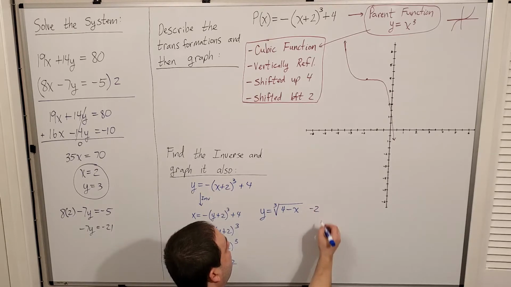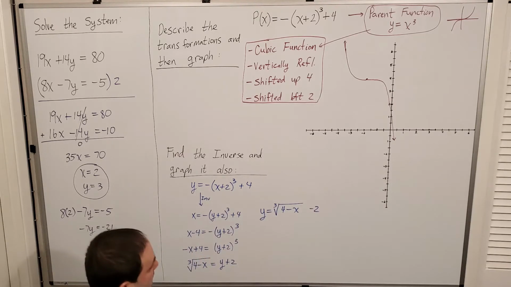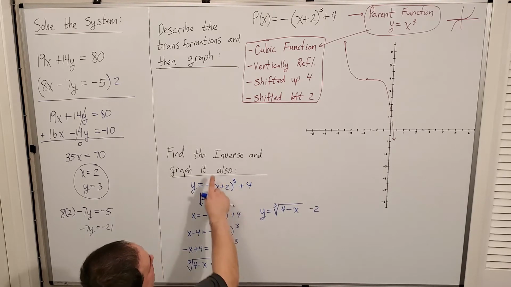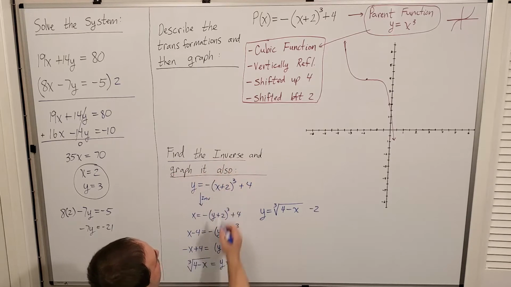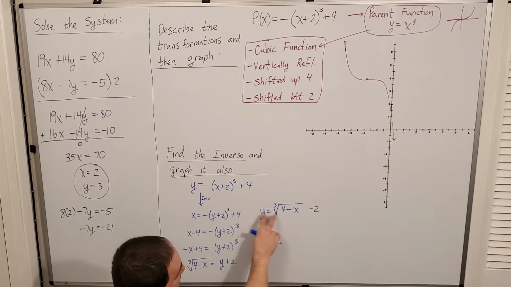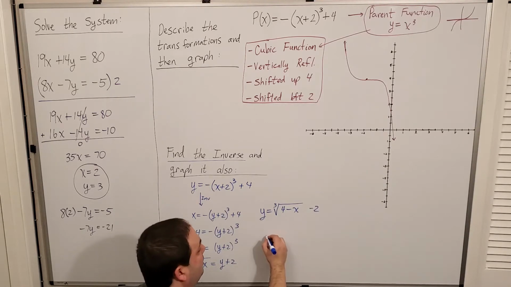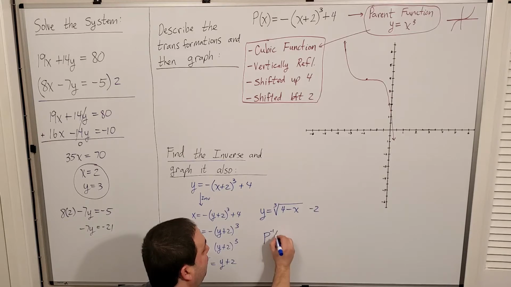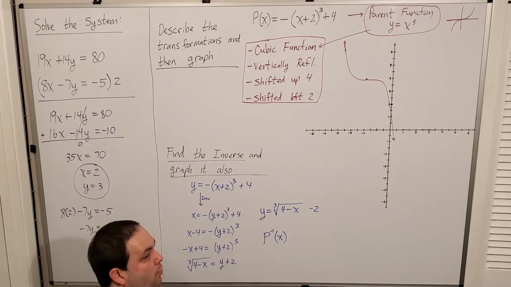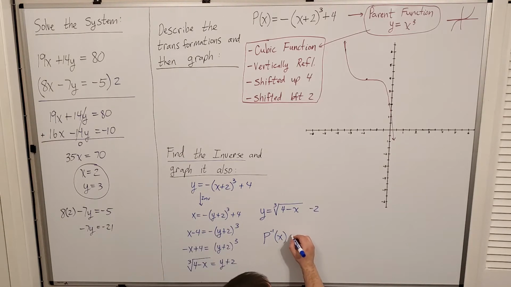And then I have a minus 2 here. Okay? So then, to get the actual solution of finding the inverse, they mean a function. We've got everything lined up. I just need to write it properly now. P inverse of x is the proper name for this one. And it's equal to the cube root of 4 minus x minus 2. And that's the answer to that portion.